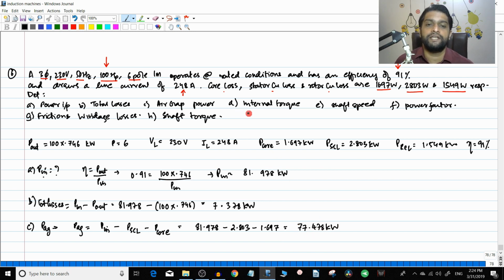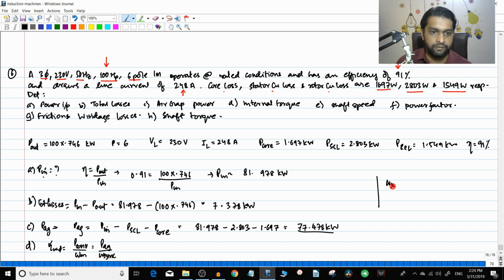Now you have to find the internal torque. The D portion is internal. The internal torque is nothing but the induced torque of the induction motor, so that is easy. You know that torque induced has two formulas: one is the converted power divided by omega m, or it is also equal to the air gap power divided by omega sync. Air gap power you have already found, it is 77.478. So you just have to find the synchronous speed now. Omega sync will be equal to 2 pi into ns divided by 60.